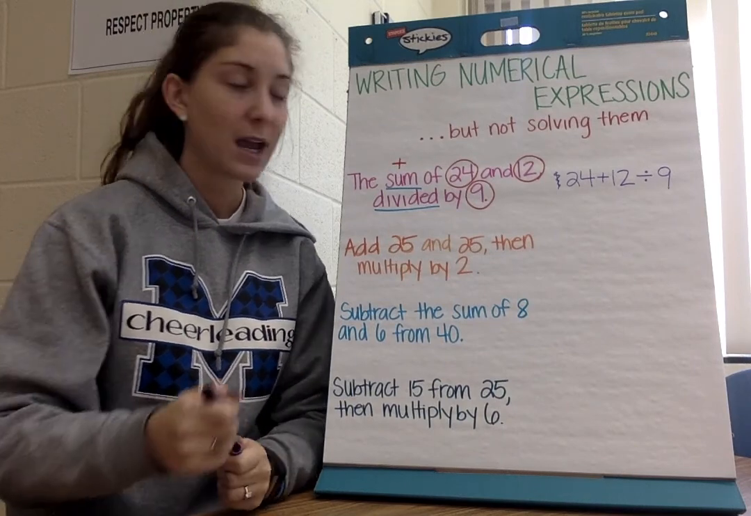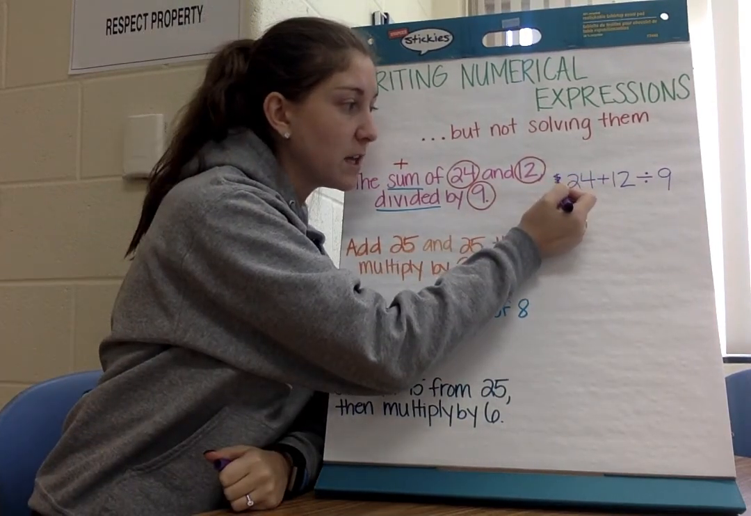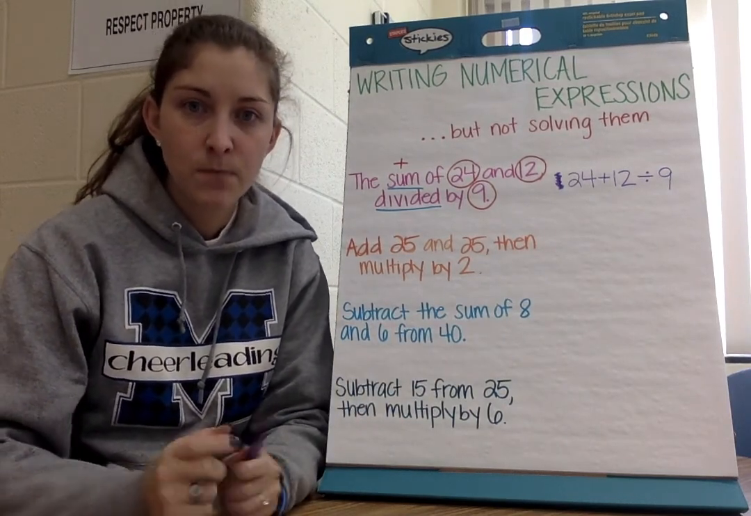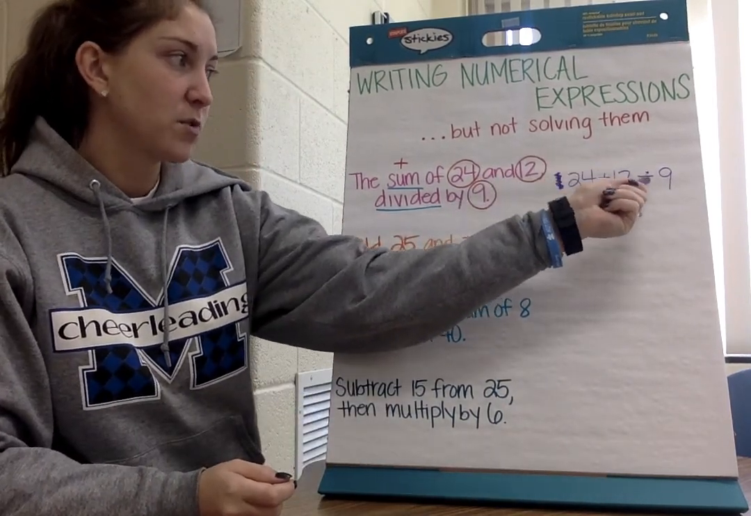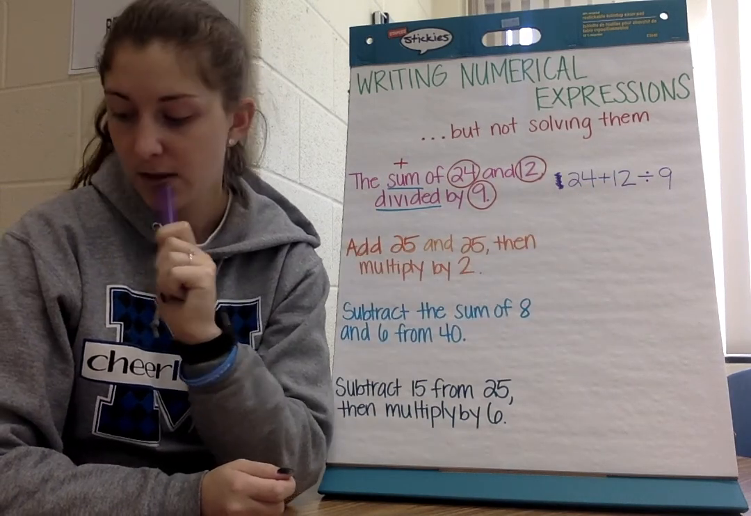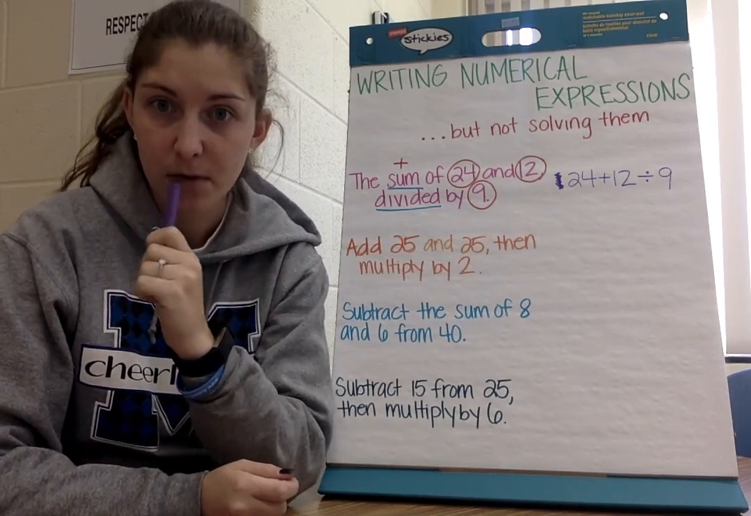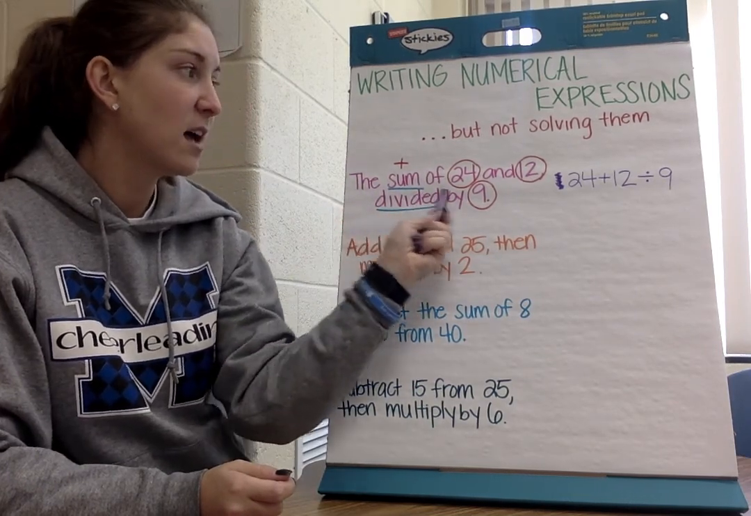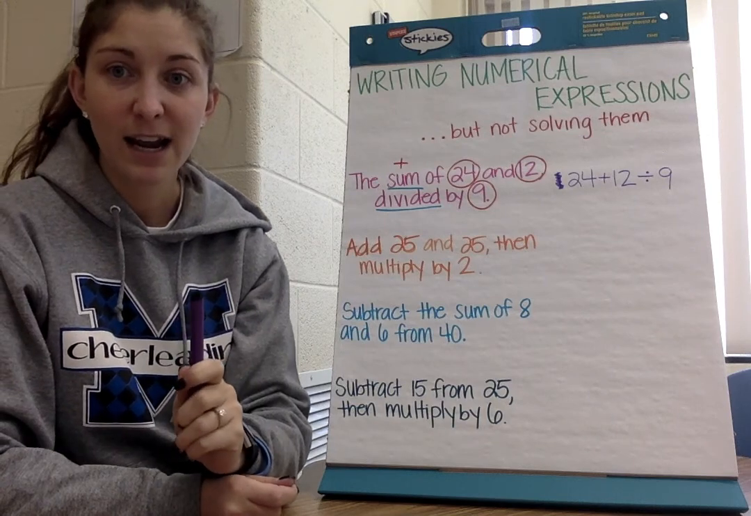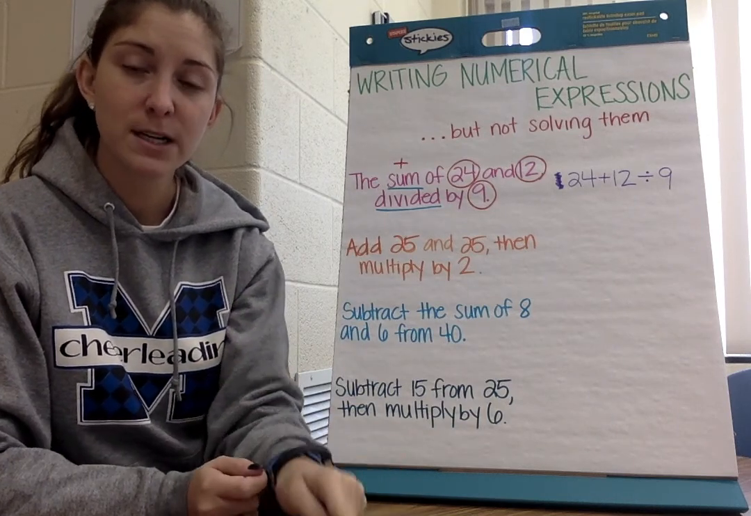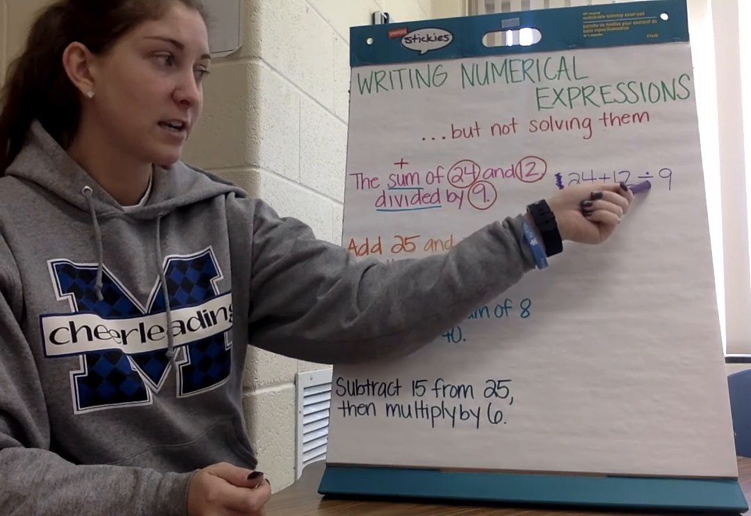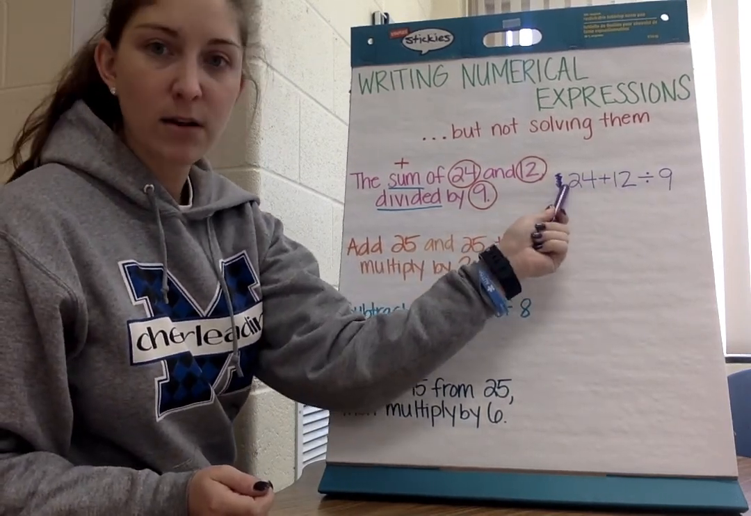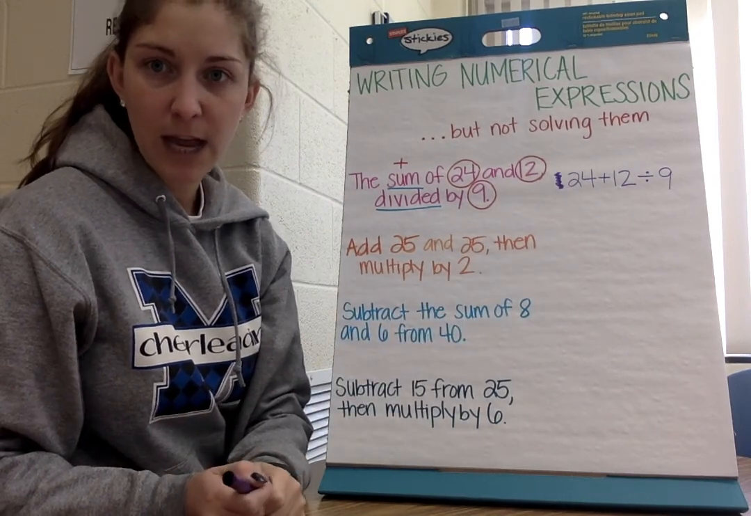Okay? Now, I said that we weren't going to solve these, but there's something that we need to look at very closely. Okay? 24 plus 12 divided by 9. Does that make sense? Yes. Okay? But it's telling me that I want to find the sum first before I divide. And we all know that in Please Excuse My Dear Aunt Sally, multiplying and dividing would come first. So there's something that I need to add around 24 and 12. So think about what that is.